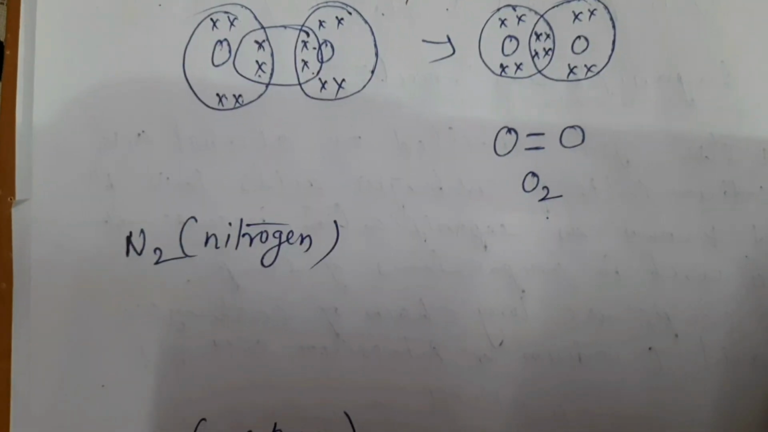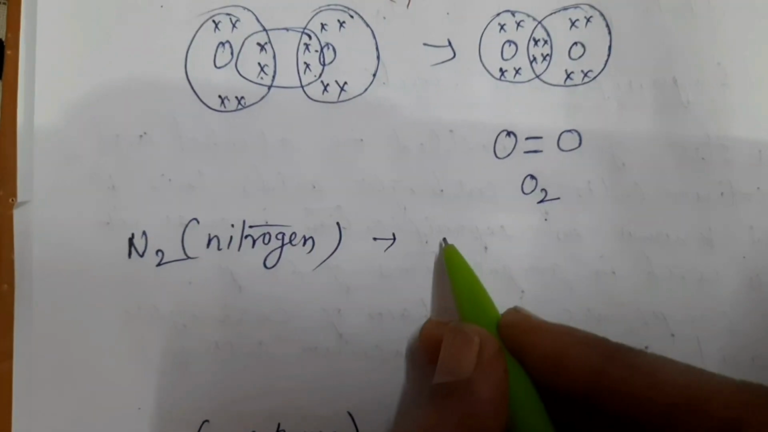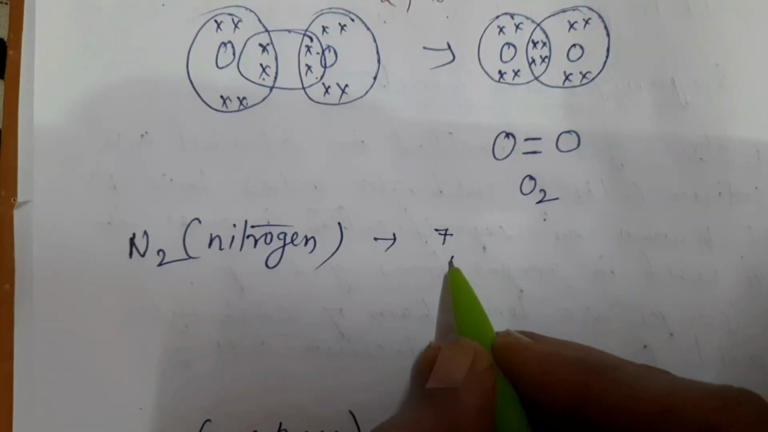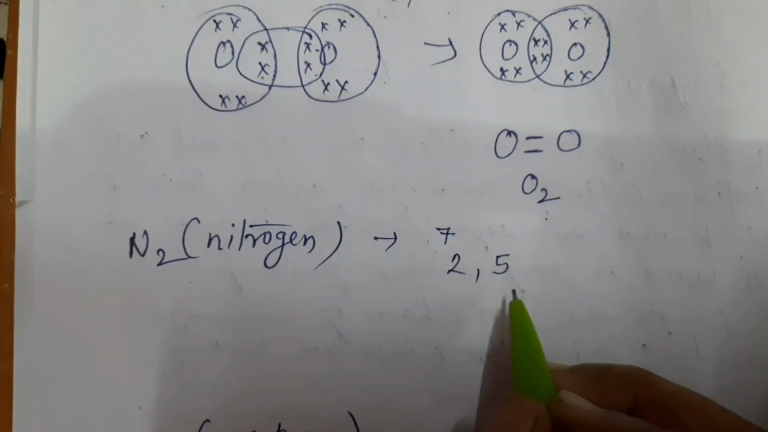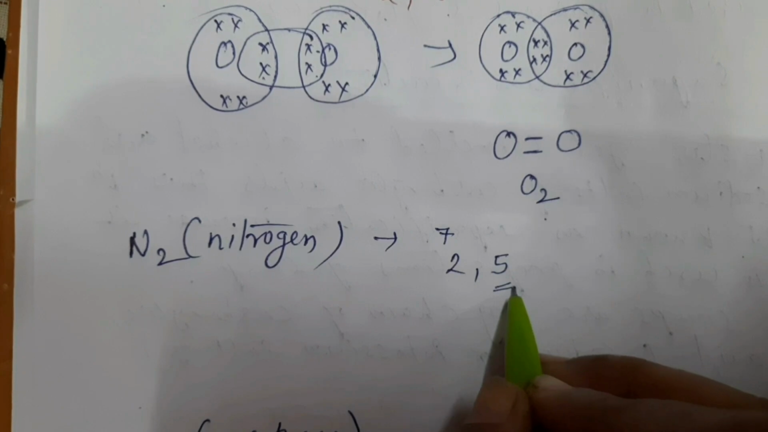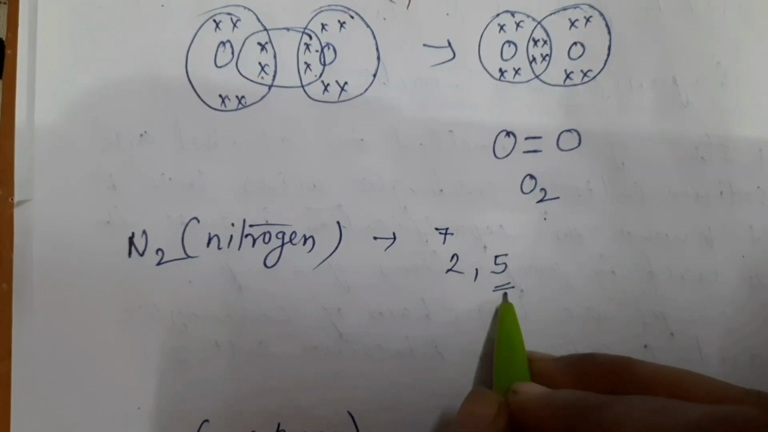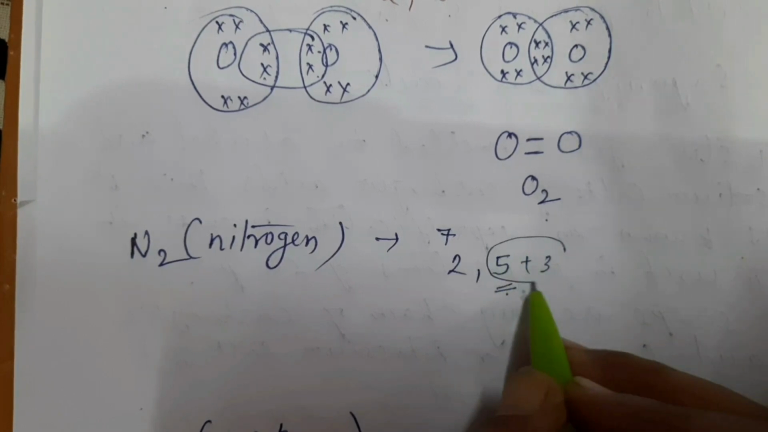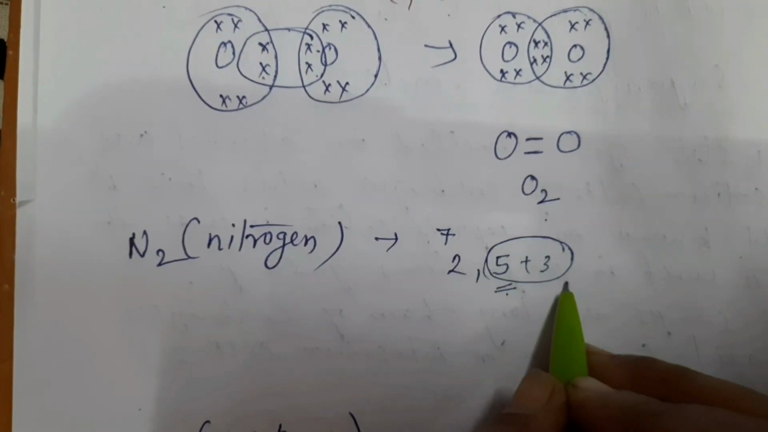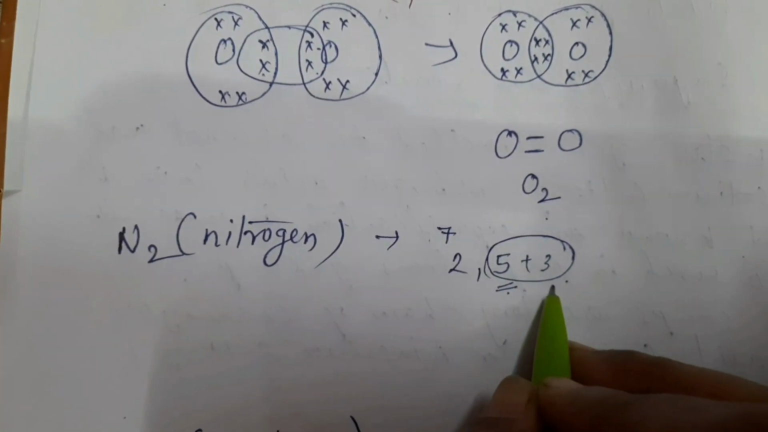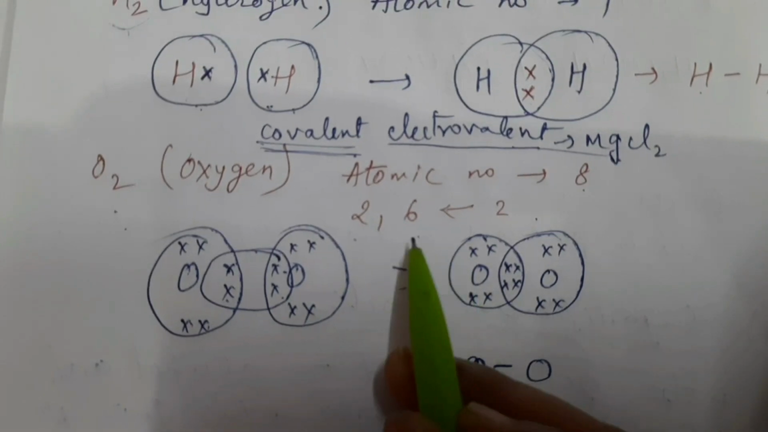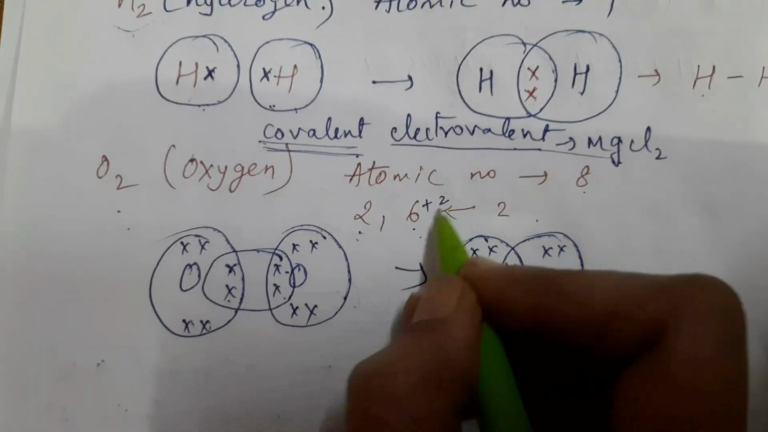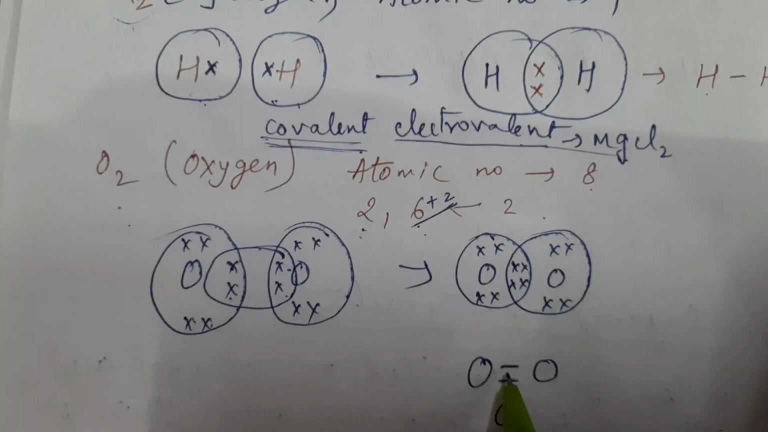Now coming to the structure of nitrogen. Nitrogen's atomic number is 7, so its configuration is 2 and 5. We need to count how many electrons are needed in the outermost shell to complete its octet. So here 5 plus 3 is 8. So this nitrogen needs 3 electrons to share. When we came across the example of oxygen, its configuration was 2 and 6. To make it 8, it needs 2, so there was a sharing of 2 electrons.